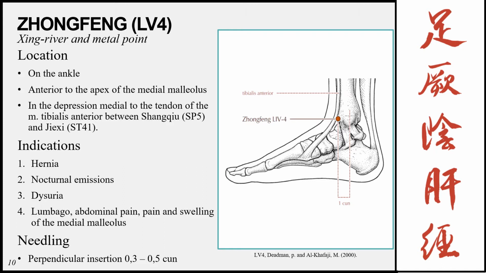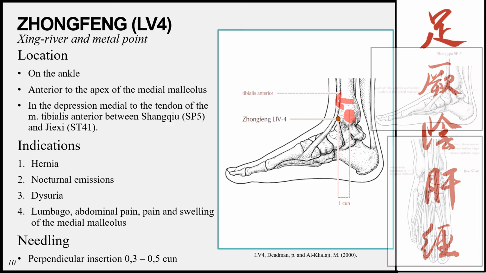The next point is ZHONGFENG, liver 4. So this is a Xing river and metal point of the meridian, and is located on the ankle anterior to the apex of the medial malleolus. So if we look at the image on the right, here's the medial malleolus. So we're anterior to this in this direction, and we're in the depression medial to the tendon of the muscle of the tibialis anterior between Shangqiu, spleen 5, and Jiexi, stomach 41.